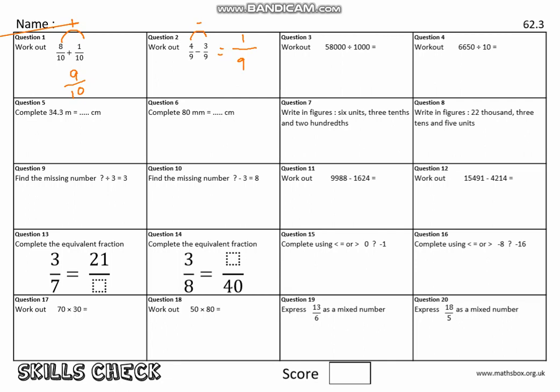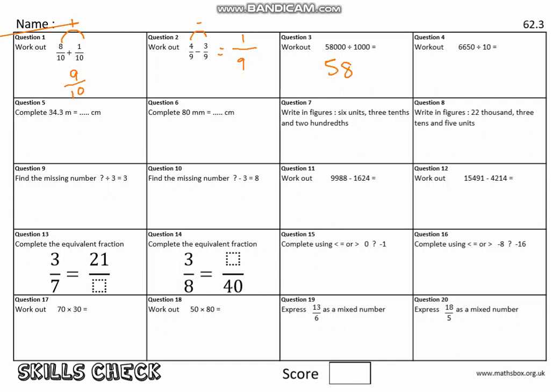So next one, we've got 58,000 divided by 1,000. The way we do this, 1,000 has 3 zeros, so that means we've got to take this back 3 decimal places, which is the same as taking off 3 zeros. So our answer here is 58.